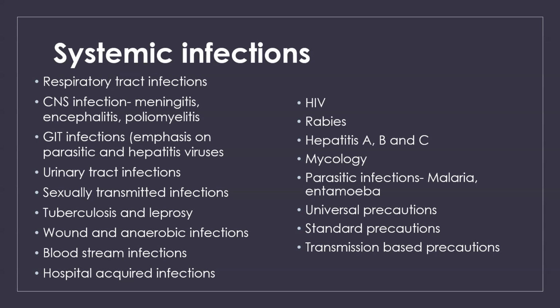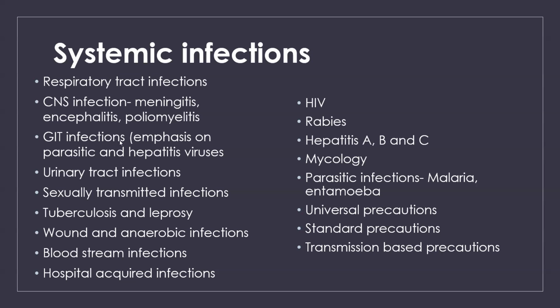Next, encephalitis, and next poliomyelitis. So poliomyelitis is also an important one. It will come for either an essay question or even a 5 marks question. Especially the vaccination part, they will ask you the prophylaxis of poliomyelitis. You should write about both OPV as well as IPV.